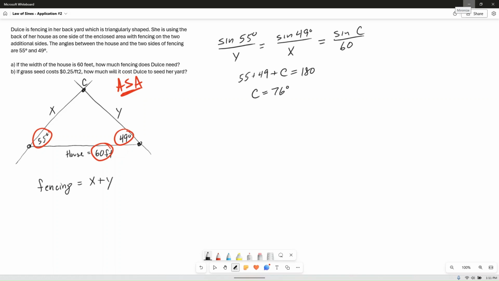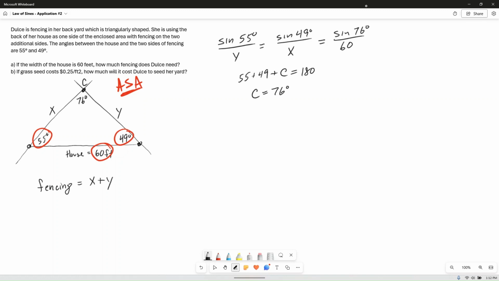Okay, so we now know all three of our angles, and that gives us the missing value of our side angle C. So sine of 76 degrees over side 60. Okay, so we just need to find x and y. We're going to set up our two proportions and solve them.